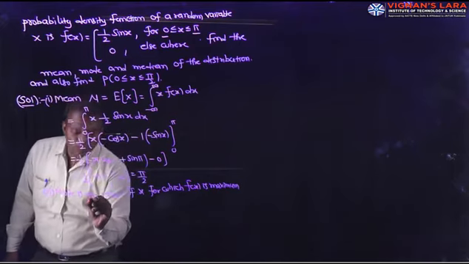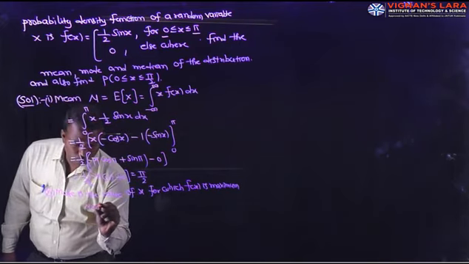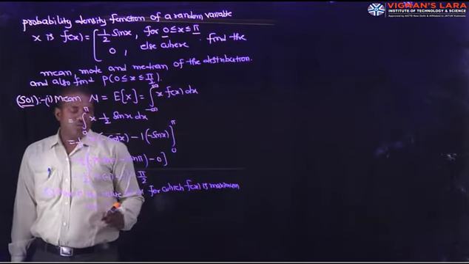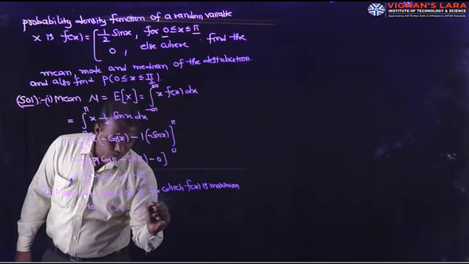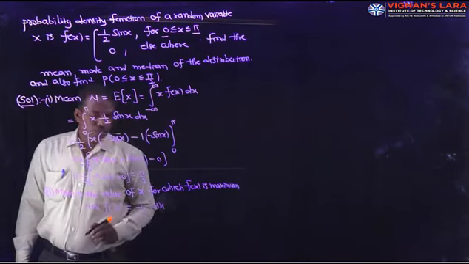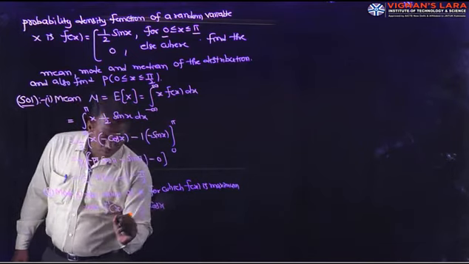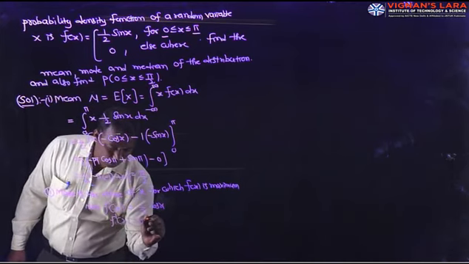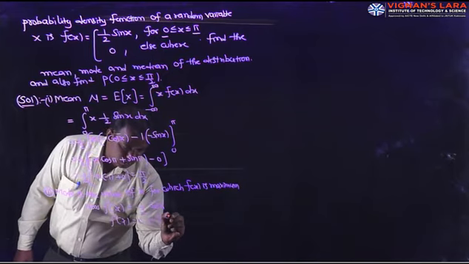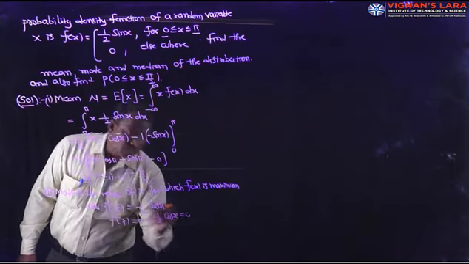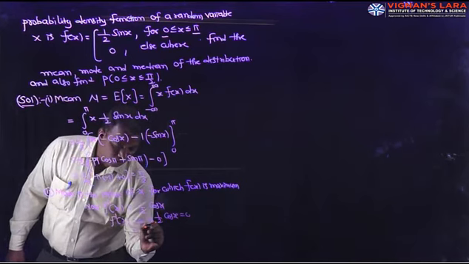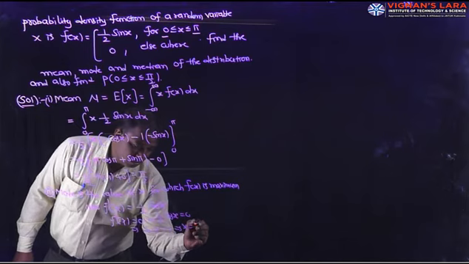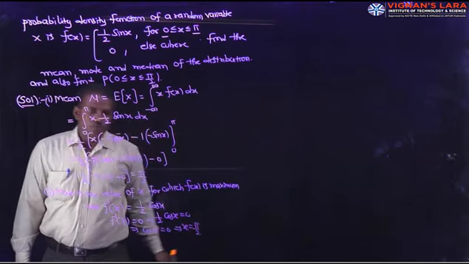So now calculate f dash of x. What is f of x? 1 by 2 into sin x. The derivative is 1 by 2 into cos x. So equate to 0. F dash of x equal to 0 implies 1 by 2 into cos x equal to 0. That means cos x is 0, and cos x 0 means x is pi by 2.